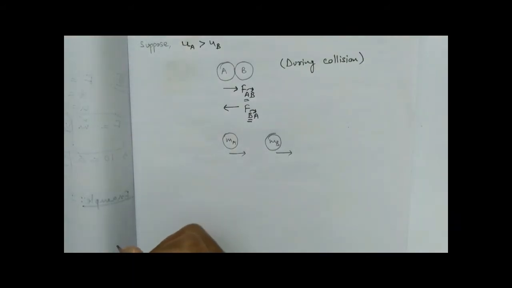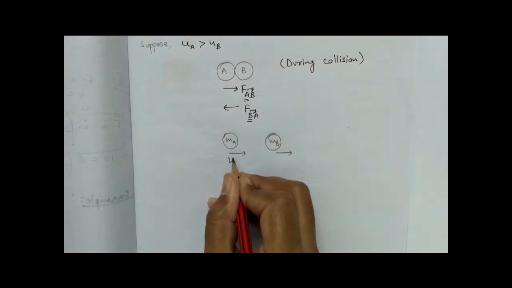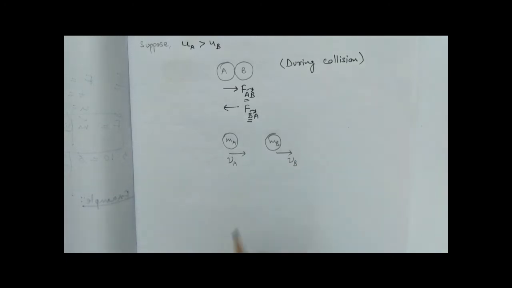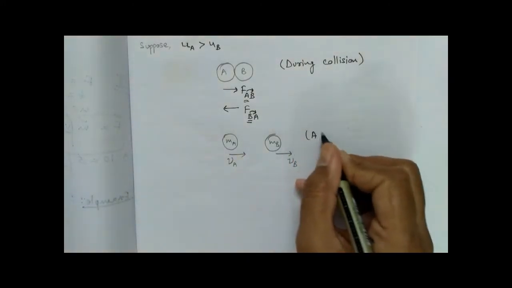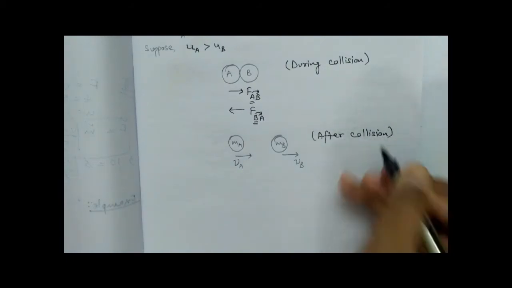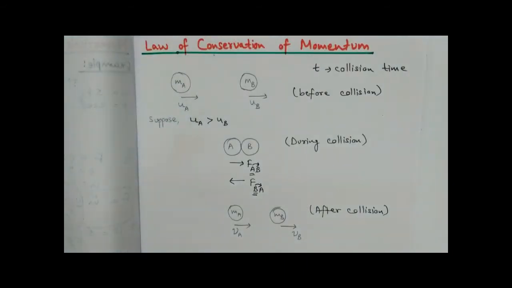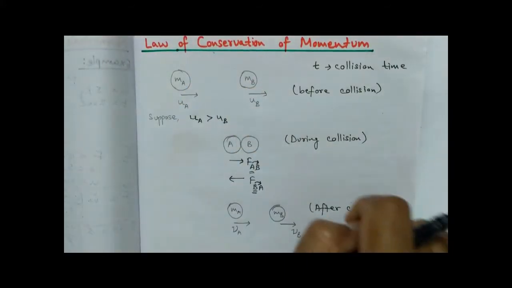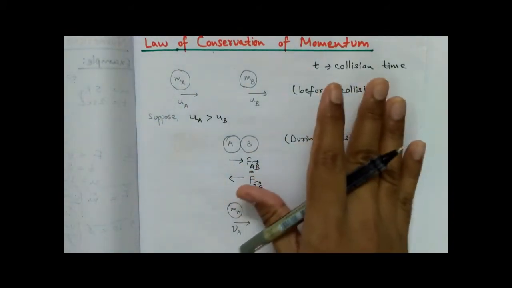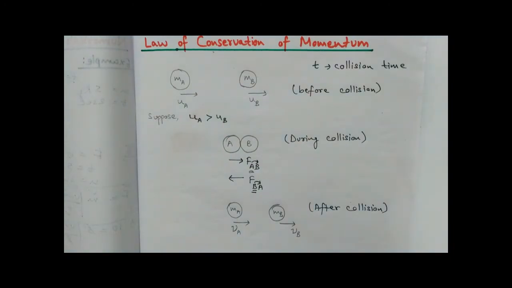Now the velocity after the collision, I am assuming that this is VA and this is VB. These are the velocities after the collision. So this will be the scenario after collision. Now what was the activity? The activity was that two objects were there. In this entire activity, I am assuming that there is no external unbalanced force applied.